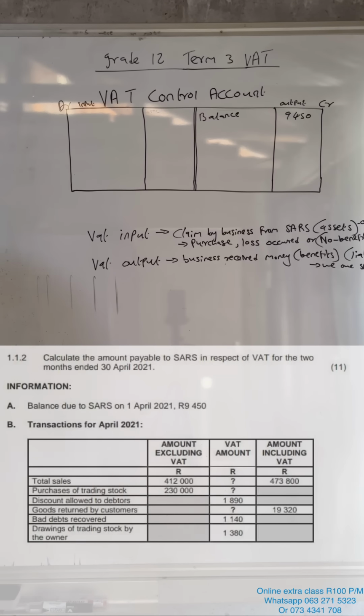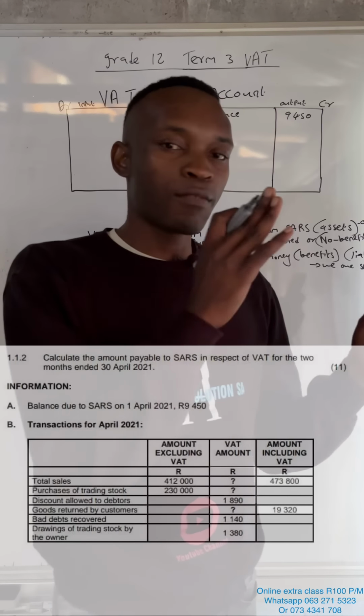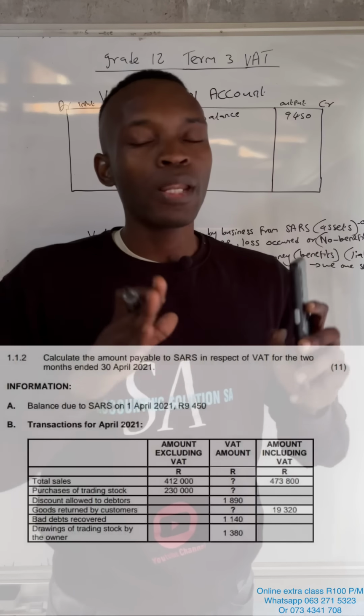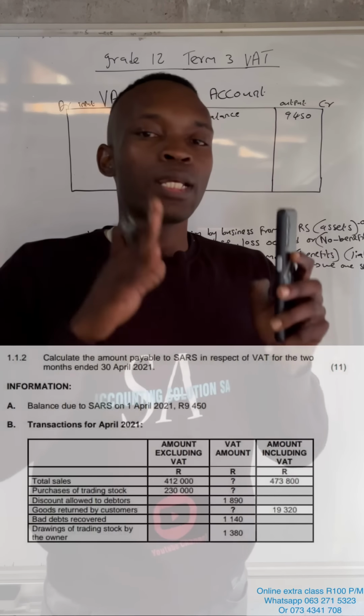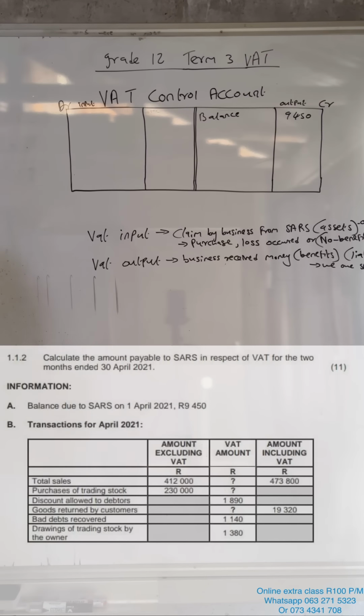Now we are going to number B, the main information. On the main information, guys, what you need to know is that we are usually given 3 columns. They give you inclusive, VAT column, and exclusive. The only column that we are looking for, guys, is the VAT amount, the middle column.